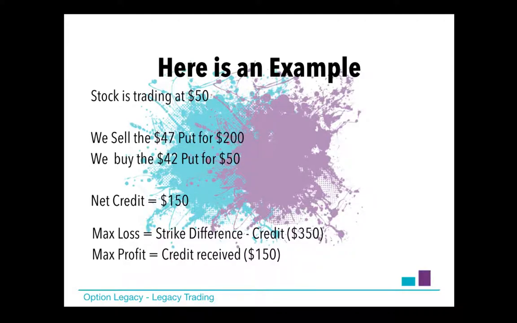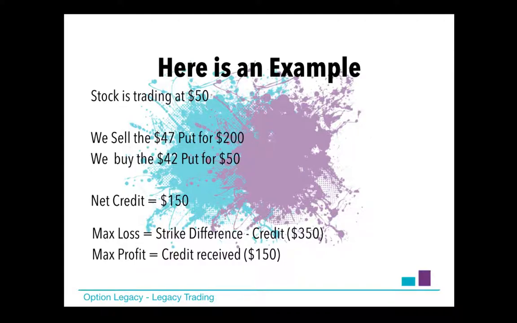So what we can do is put on a bull put spread by selling a 47 put, and we take in a $200 credit for that. Then, to hedge ourselves, we buy a long 42 put, and we spend $50 to do that. So the net credit of that is $150, or $1.50 times 100 per option contract.